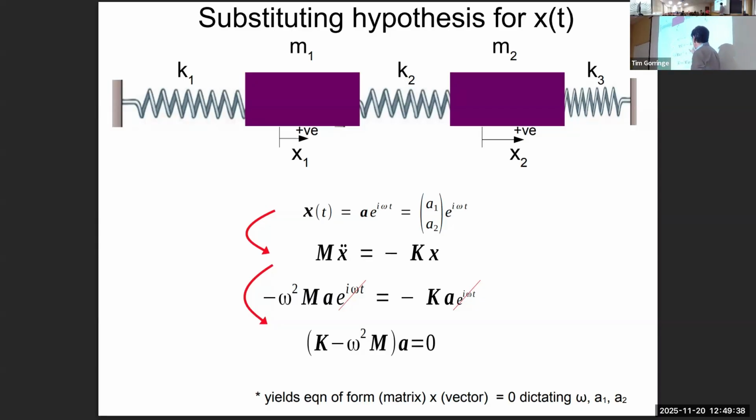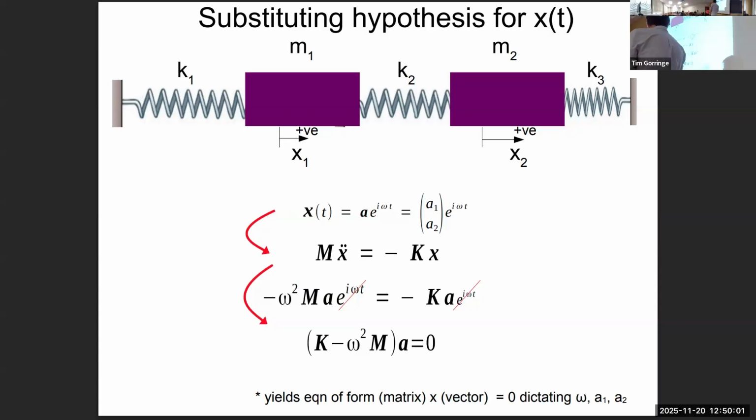Then I can recognize that in my differential equation, I've got a common time-dependent term on the left and right. I can cancel those out, and that removes the time dependence. It leaves an equation that is a matrix vector equation, this one here, that relates, if you think about what's buried in that equation.